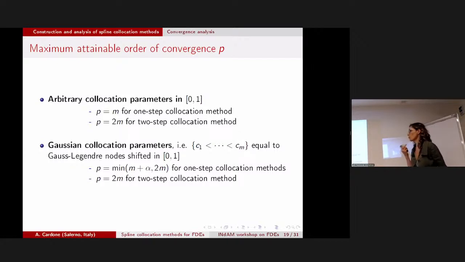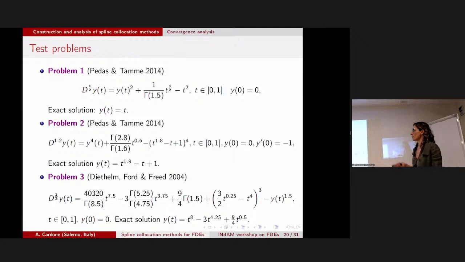In the case of Gaussian collocation points, we have also a superconvergence result for the one-step collocation methods, but in any case, the order of convergence is not greater than the order of convergence of two-step collocation methods. And now I will illustrate some numerical examples to compare those two classes of methods.